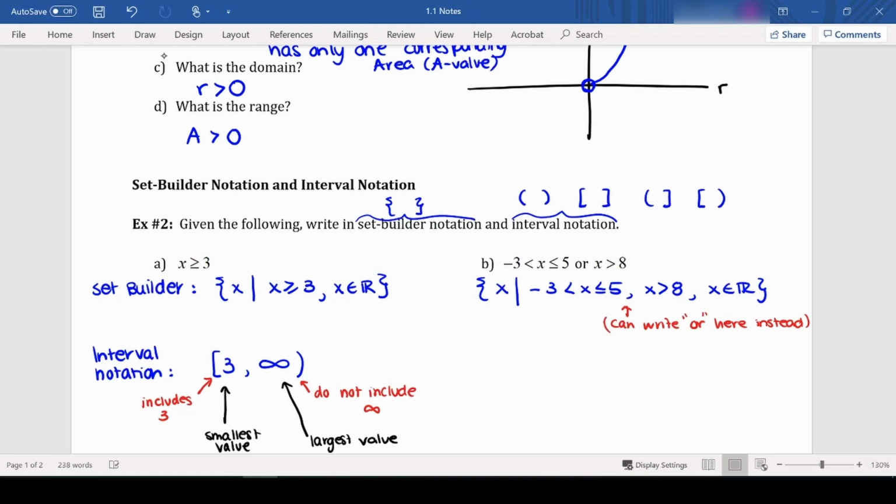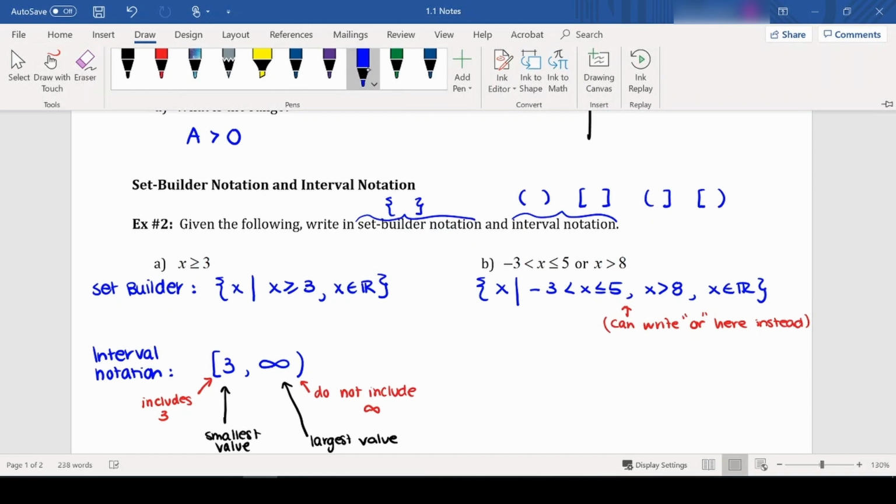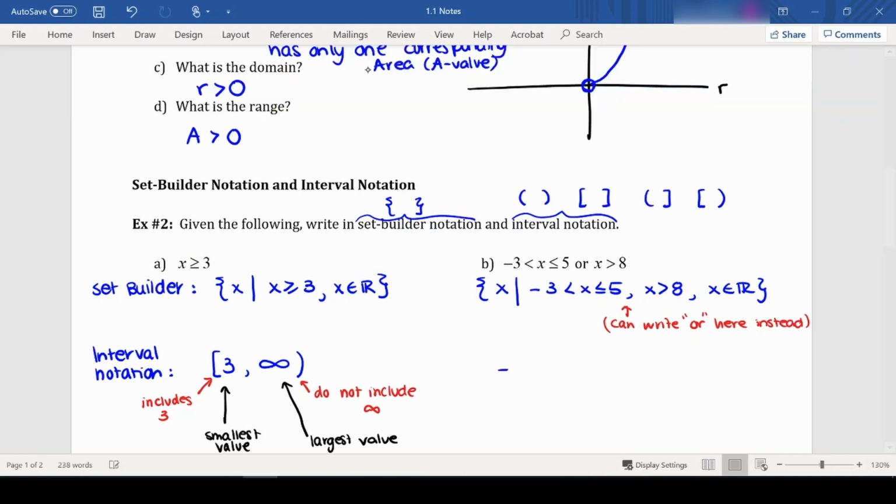Okay. Now, the interval notation is a little bit more tricky for this one because you have 2 chunks of your domain. So each chunk of your domain will be a separate set of brackets, and you're going to connect them with a U. So what this is going to look like is we're starting with -3 and we're going up to 5. We're not including the -3. We are including the 5. Or we can have greater than 8. So we start at 8 up to infinity, and we're not including either of those things.